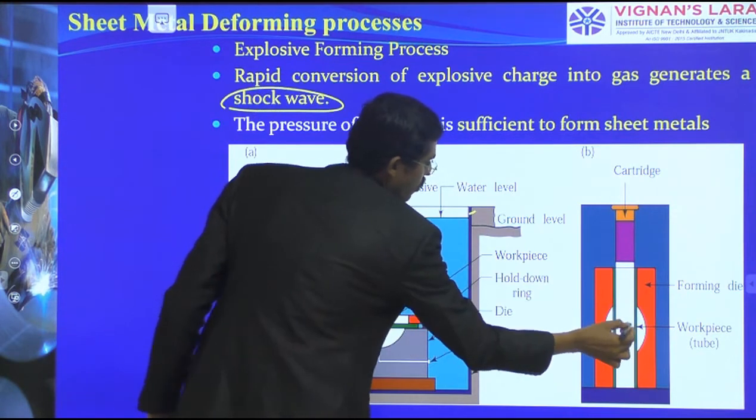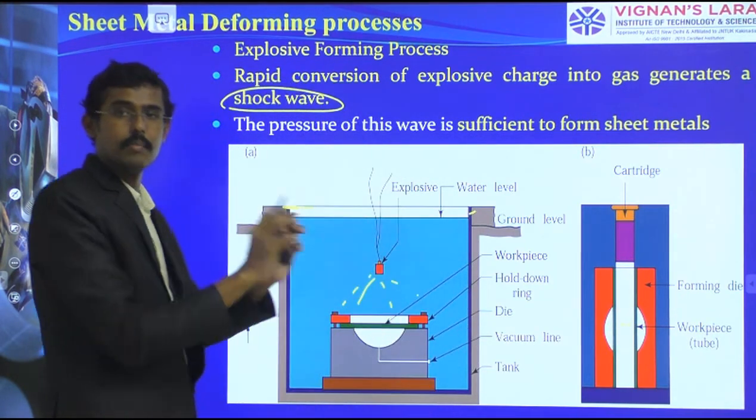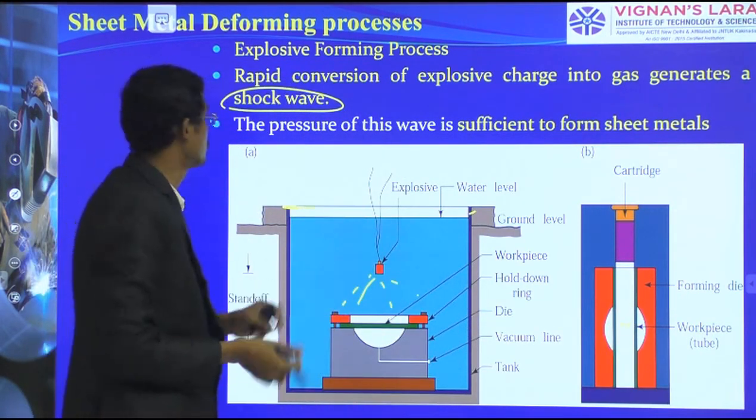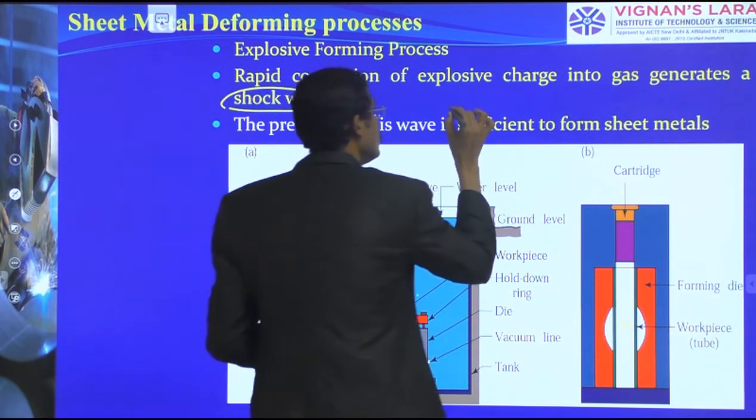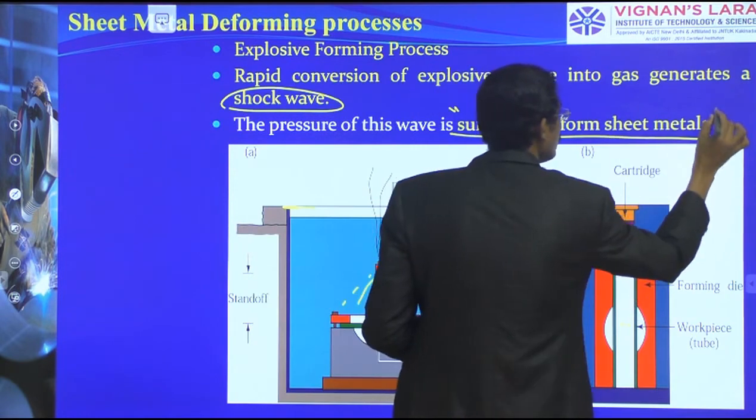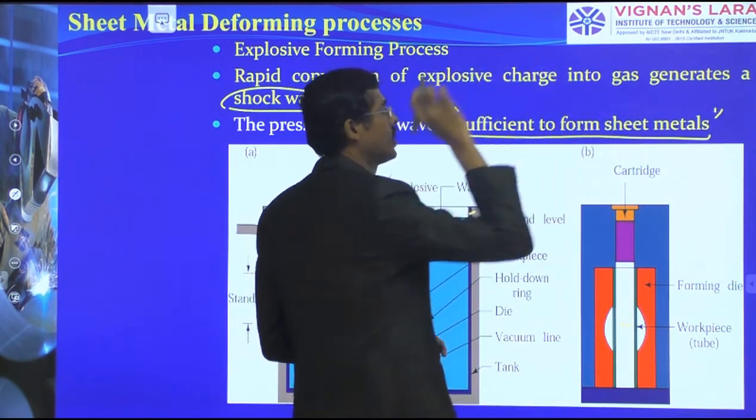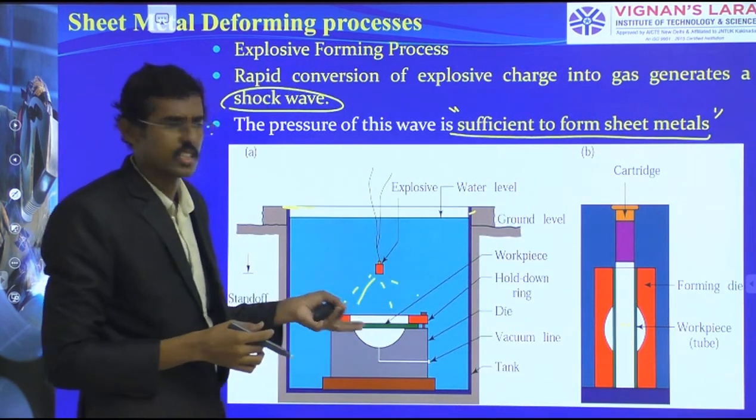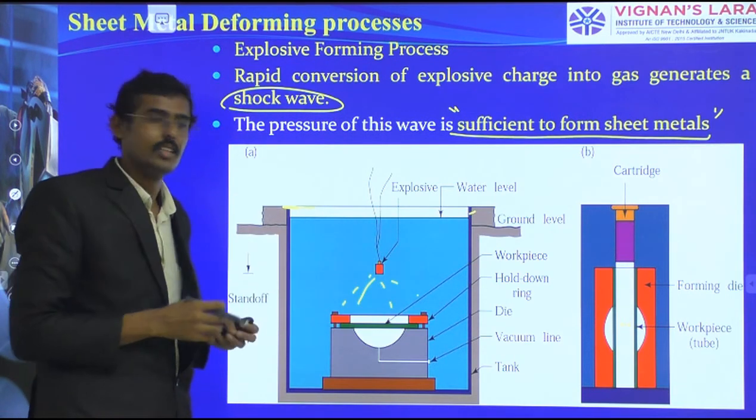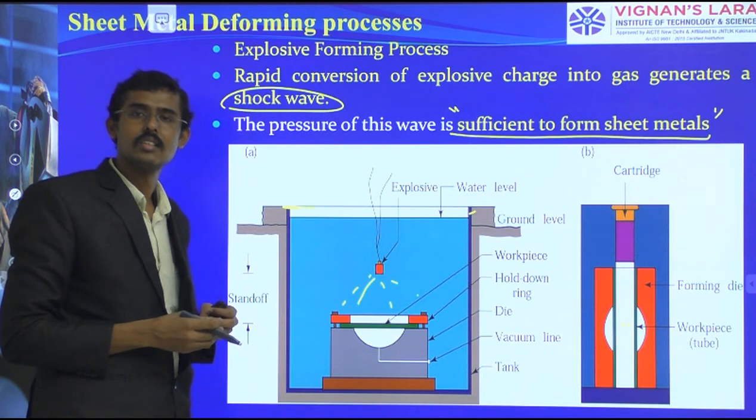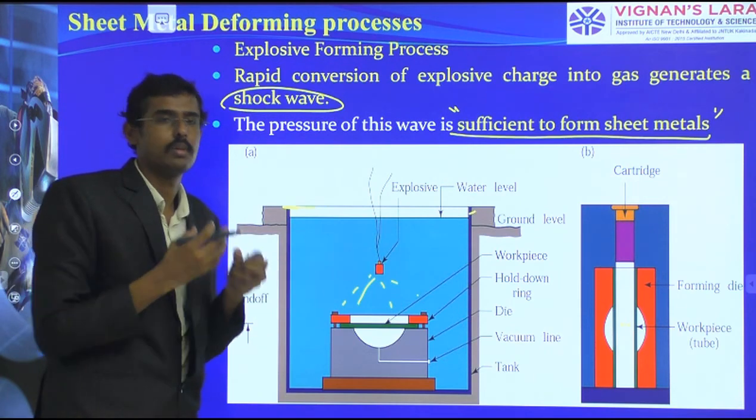So it will be helpful for creating an impact over the specimen sheet. The pressure of this wave is sufficient to form the sheet metals. So that energy is sufficient. The energy is used, but the environment is safeguarded. And then we are completing this sheet metal operation very simply for the sheet.